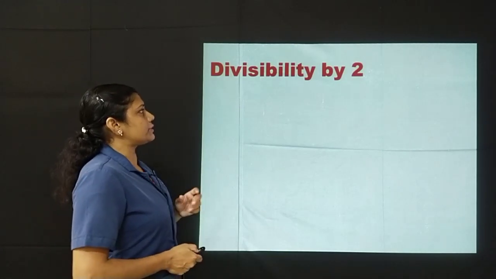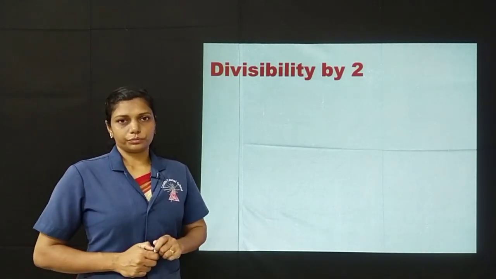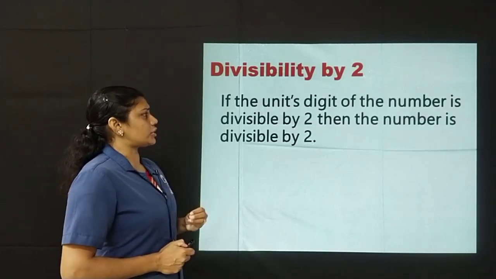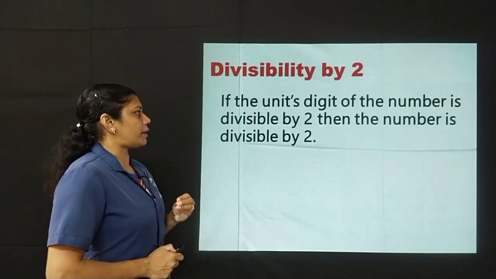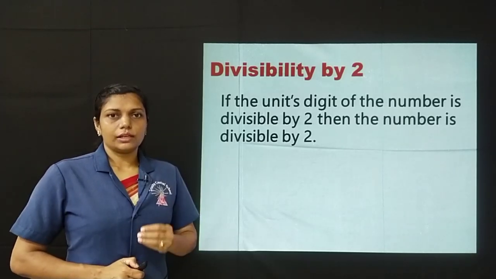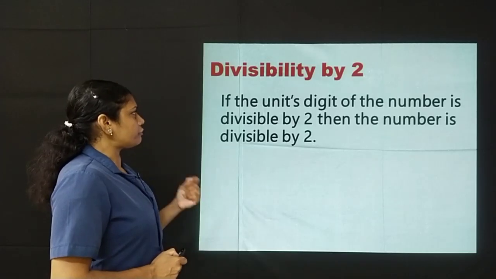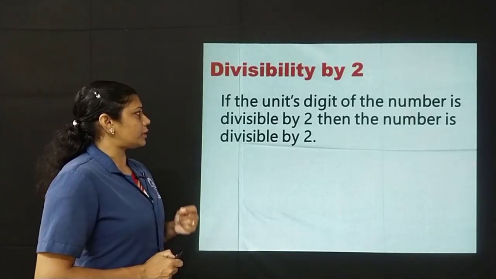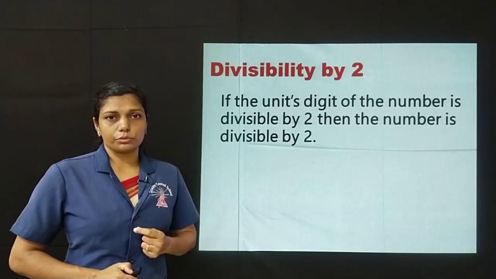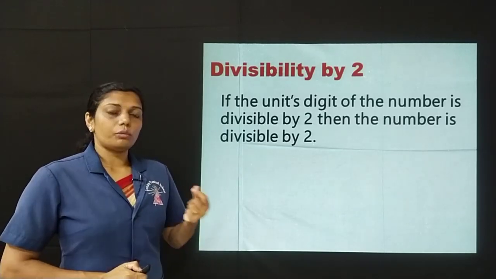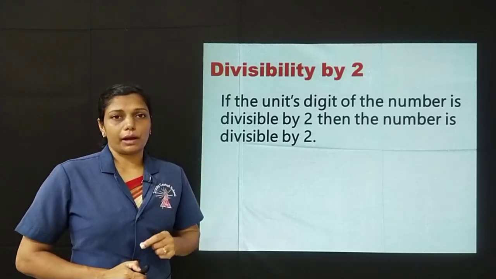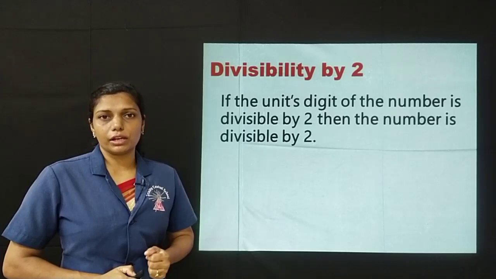The first one is divisibility by 2. Okay, what does it say? If the units digit of the number is divisible by 2, then the number is divisible by 2. Let me repeat it for you. If the units digit of the number is divisible by 2, then the number is divisible by 2. Correct? What does it say? If the units place is divisible by 2, which means they are even numbers.